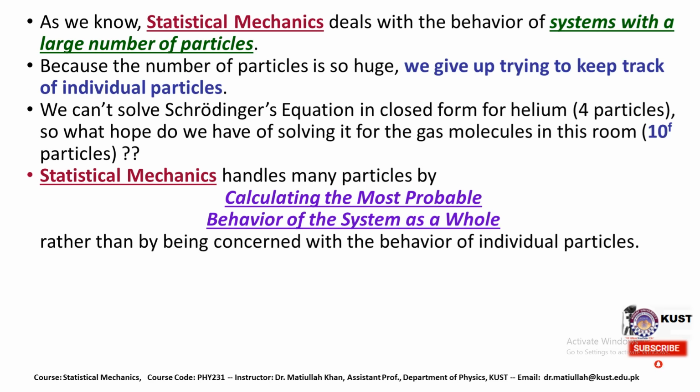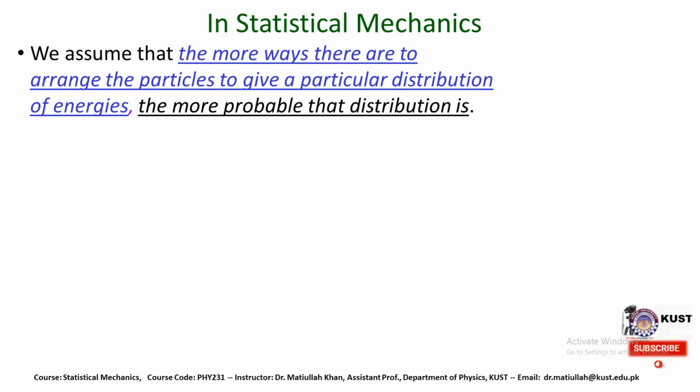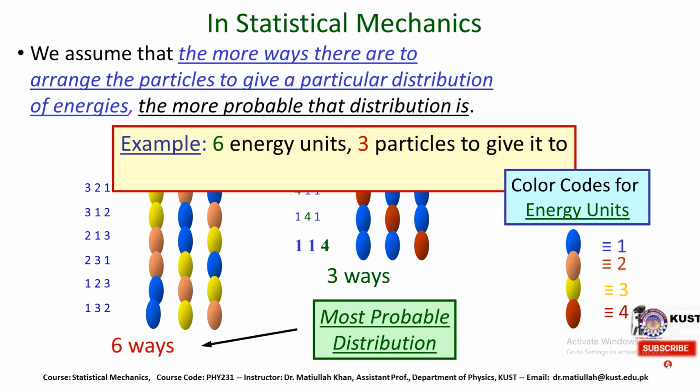In statistical mechanics, we basically assume that the more ways there are to arrange the particles to give a particular distribution of energies, the more probable that distribution is. So if there is a high number of ways in which we can arrange the particles, then the probability of that particular distribution increases correspondingly. We have several examples.